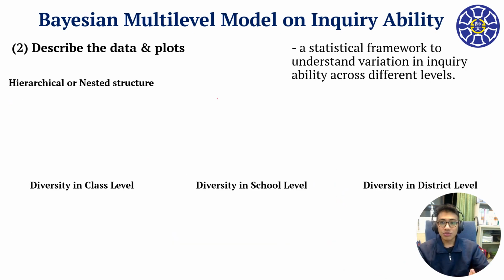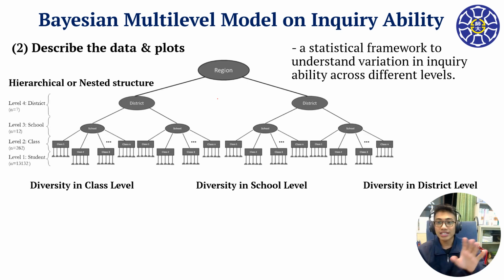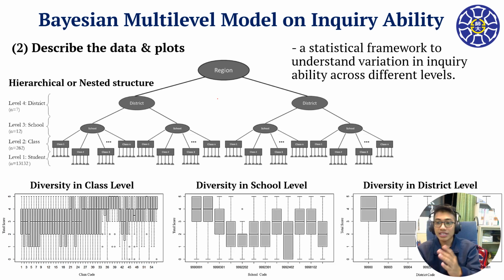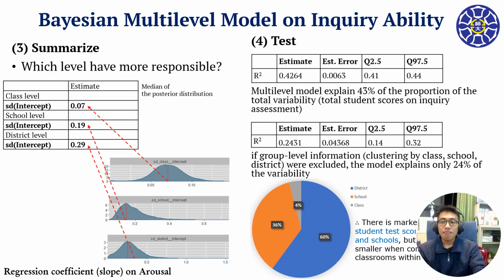This one is step 2. We try to describe the data plot. So this is the hierarchical and nested structure. This is the diversity in class level, diversity in district level, and then diversity in school level. So we try to summarize which level is more responsible. We found that district level is more responsible for the level of student inquiry, which is 0.29. So district level takes more.